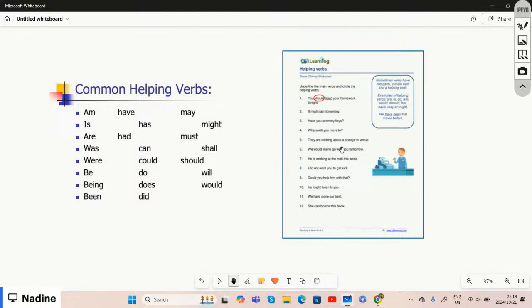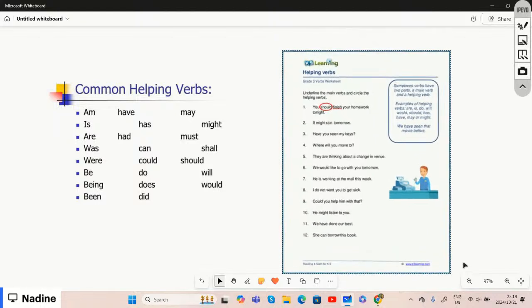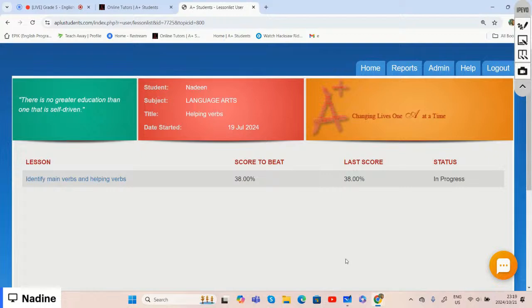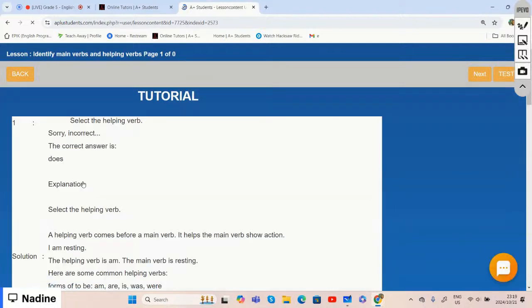All right. So before we even go to this activity that we see over here, we're going to A plus students.ca, and then we're coming back to do our activity. And we are going to identify main verbs and helping verbs.